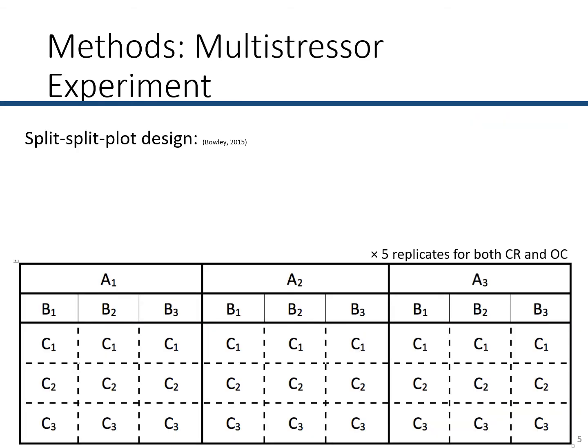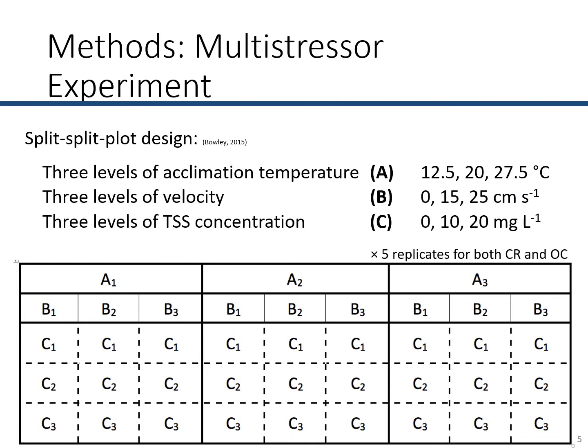Now my main experiment, called my multi-stressor experiment, was devised into a split-split plot design, where although it looks a little complicated here, it really just comes down to there being 3 factors with 3 levels each. So factor A was acclimation temperature, whose levels were 12.5, 20, and 27.5 degrees Celsius. Next, factor B was velocity, where the levels were 0, 15, and 25 centimeters per second. And lastly, factor C, TSS concentration, had levels of 0, 10, and 20 milligrams per liter.